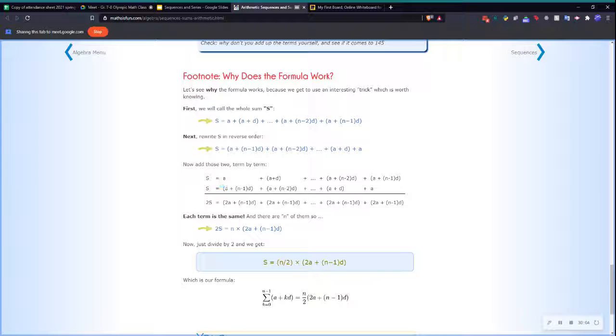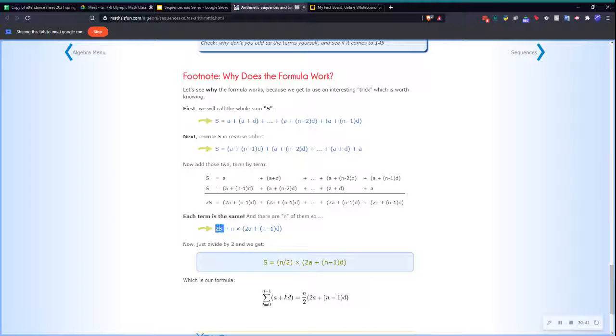So say we do this one. a plus a would give you 2a right here. Same thing with this one: a plus a gives you 2a. And then d plus n minus 2 d, so you just add 1 to n minus 2. If you add 1, you get n minus 1 d, and so on and so on. You get the same thing for the other terms. So each term is the same, and there are n of them because there are n terms in the sequence. So basically just multiplying n by whatever this is, as you can see right here.